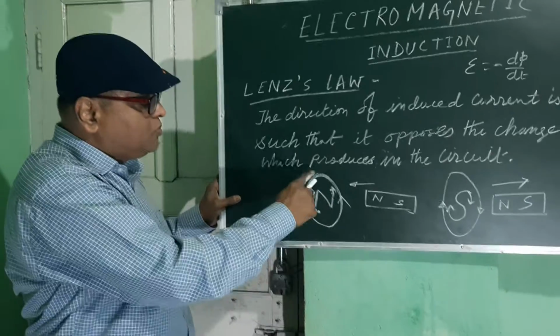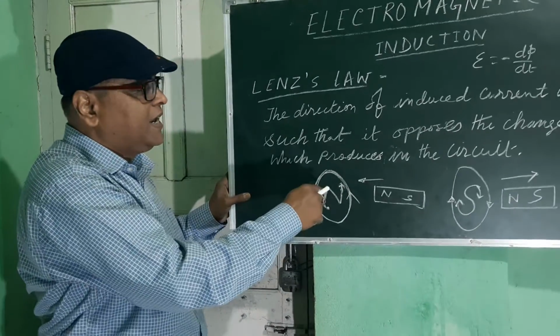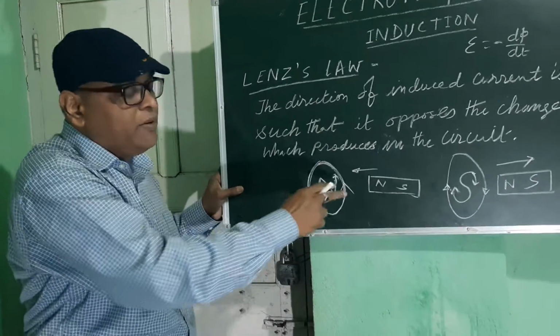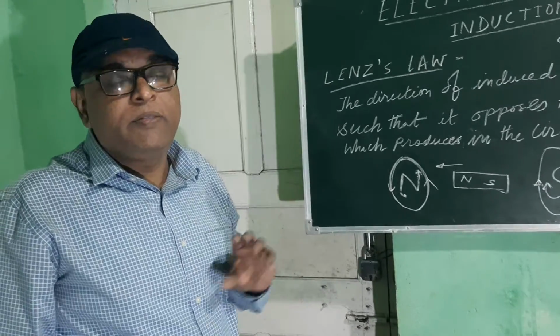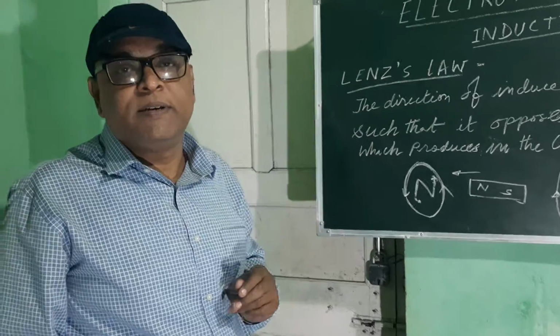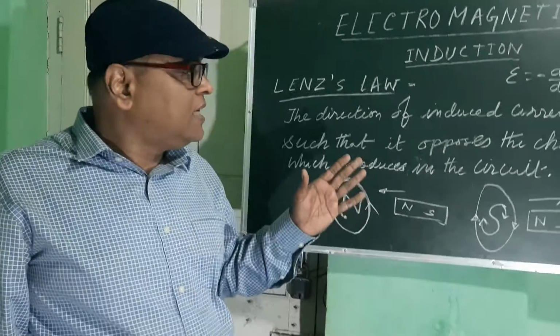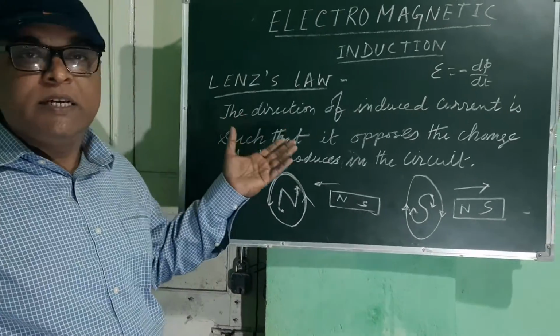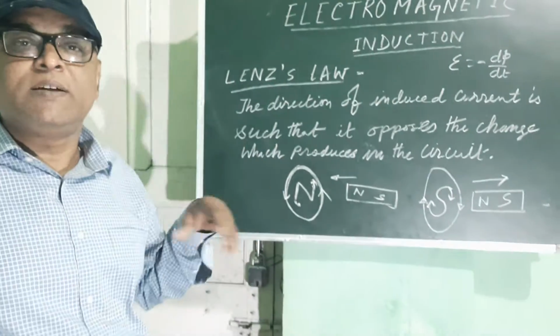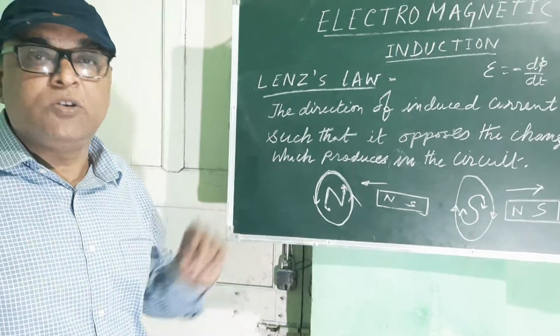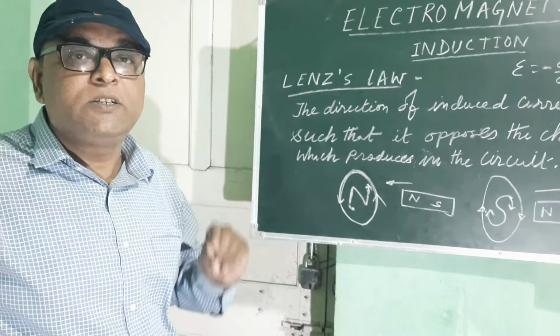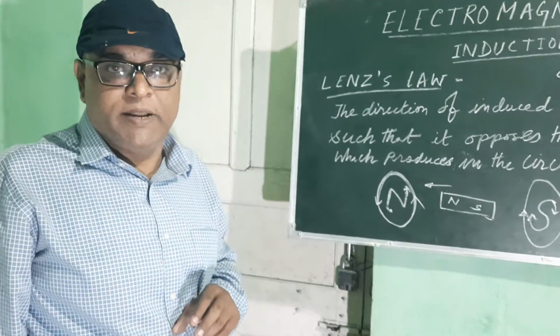To oppose what is being produced in the circuit, the direction of the induced current will change, and that is Lenz's law. Now there is one very important concept. Is Lenz's law valid with the conservation of energy? Yes or no? Now, is Lenz's law valid with the conservation of energy?